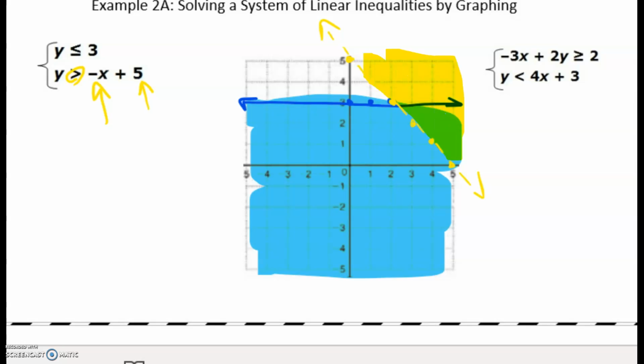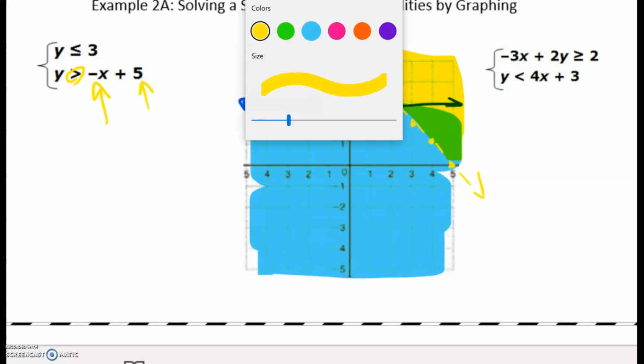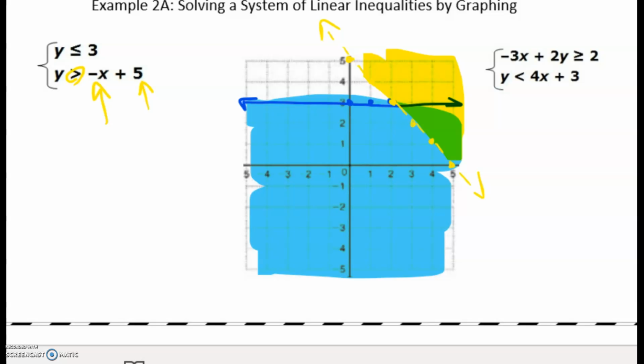And check this out. When I shade above it, I've got this overlap region. Hopefully you guys can see it in green. If you can't, I'm going to darken it in just a little bit in that green color. You guys can pick what colors you want to use, but make it easy for me to see the overlap region, because that is the solution set, and that's what I'm looking for.